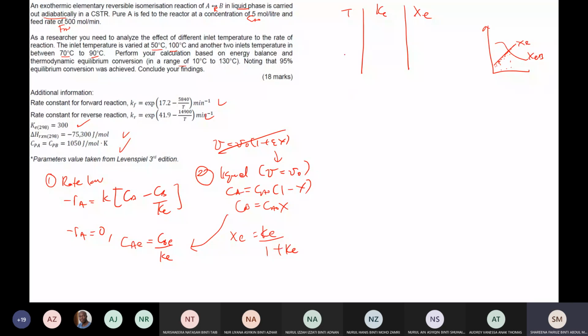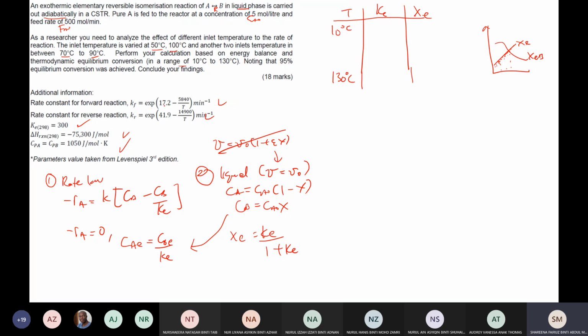Okay, so just put the temperature here. It mentioned that the thermal equilibrium conversion is in a range 10 to 130. So you start with 10 until 130. Okay, so just vary each of these. You try to get what is KE. So KE, okay, this is given for KF and KR. Okay, so what is the definition of KF dan KR ni? You kena letak value dia lah.